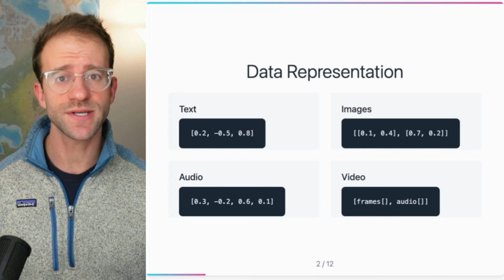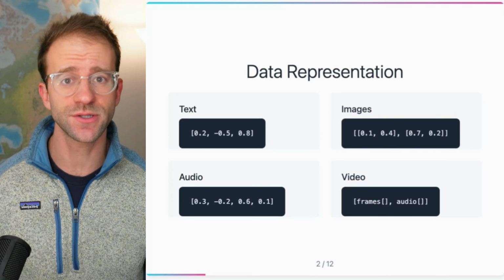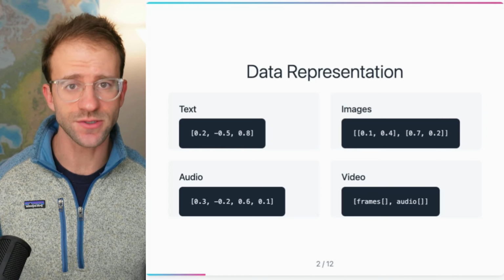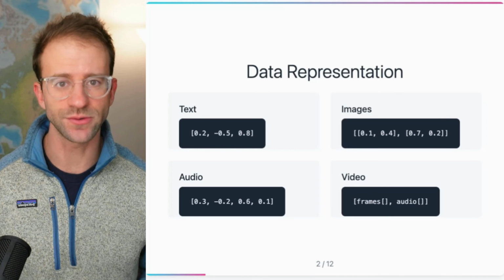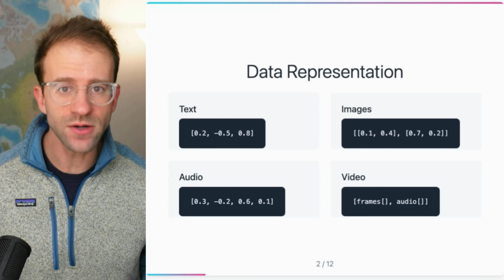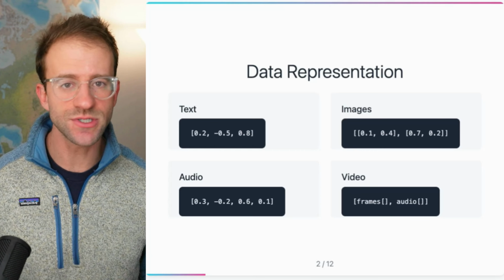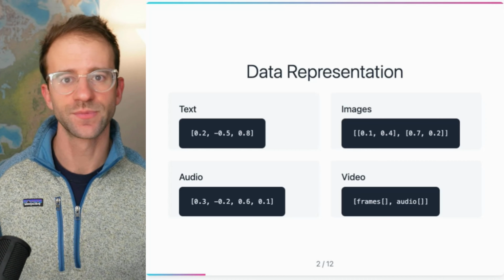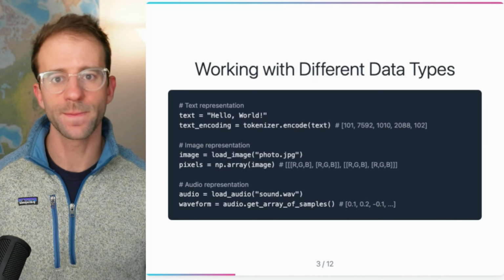Well, let's visualize how each of the data starts. Text is just a sequence of characters. Images are just a grid of pixels. Audio is just a wave of sounds, and then video combines images with audio over time. Here's what these look like in their raw form.